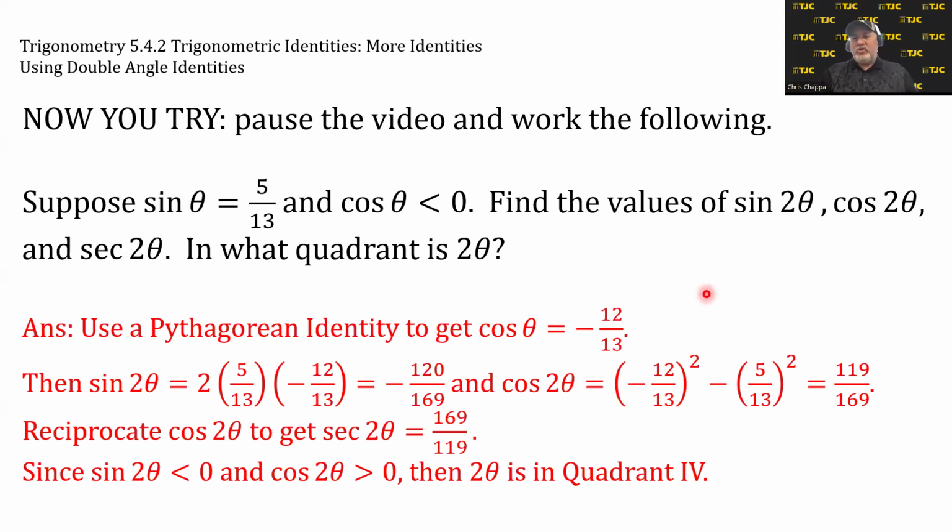It flows like the previous one. The main difference is I asked you for secant of 2 theta, so we just reciprocate cosine of 2 theta to get secant of 2 theta. You can pause the video and read all the details, and I hope you got the right answer.